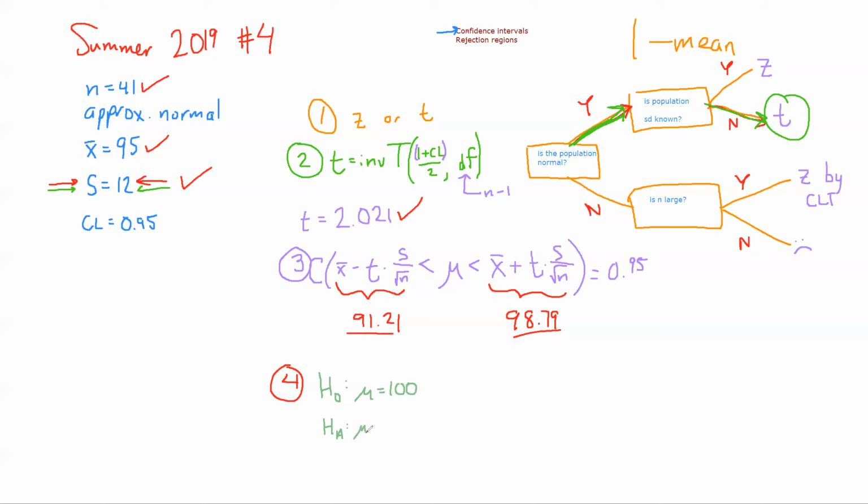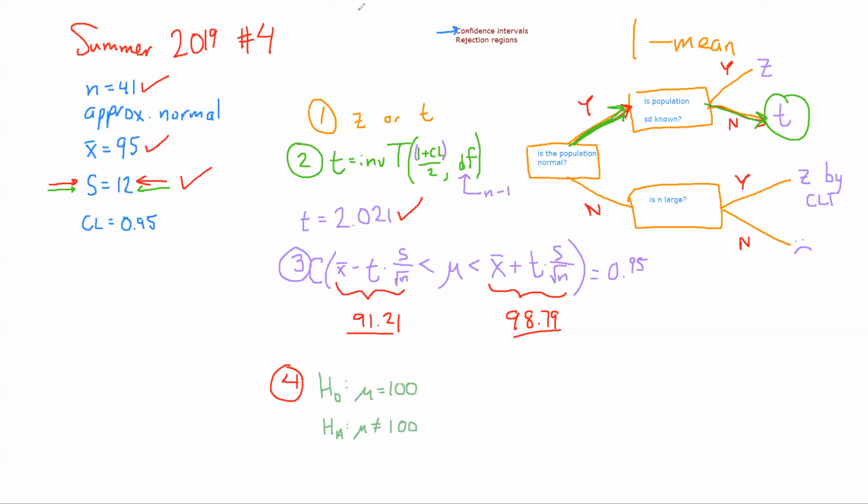So the wording used here was not equal to, so that means we're going to use not equal to. Of course, you could say test the alternate that it is greater than 100 versus less than 100. In this case, it said not equal to 100. So in our case, we're just going to say not equal to 100.